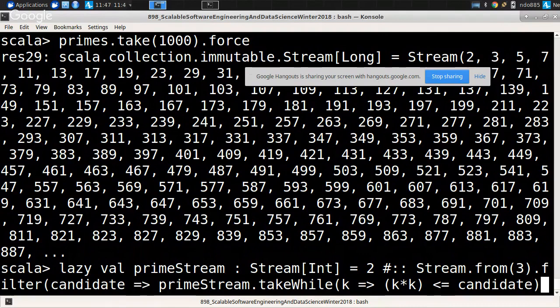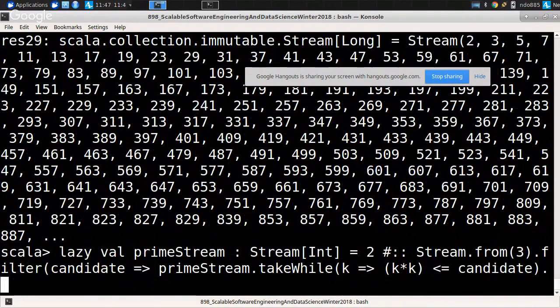Let me make sure my parens are matched. Believe me, if you work in Lisp, you got to be especially attuned to that. And then I'm going to say for all. So I'm filtering for just this list that are less than or equal to the square root of the candidate. I'm testing if for all of them, I'm going to call it P. I don't like calling it K.